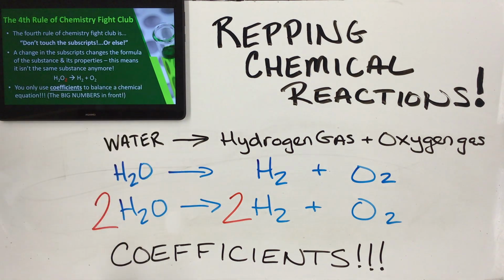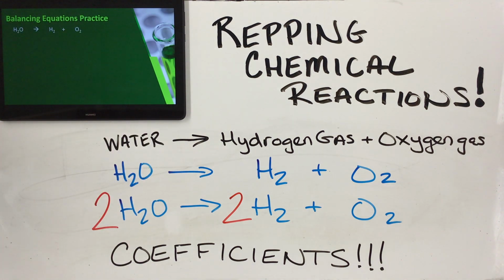So there's our example there, right? If we change the slightest little coefficient, the slightest little subscript, it changes the formula. We don't want to do that. We want to keep our substances the way we intended them to be. So those formulas can't change. So coefficients only.